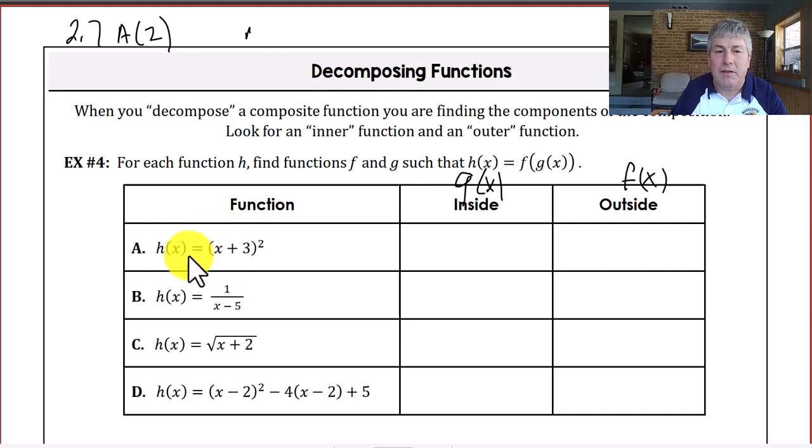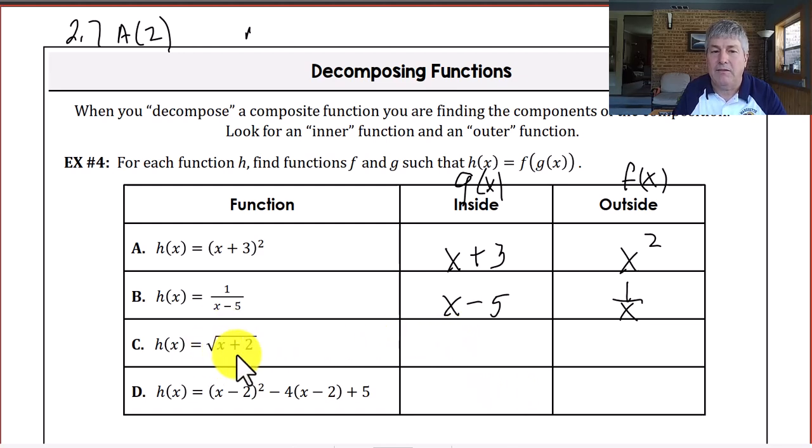So I look at something like h of x and I see x plus 3 is inside what would be x squared. So my inner function g of x would be x plus 3, and my outside function is x squared. So if I put x plus 3 into x squared, I would indeed get x plus 3 quantity squared. So in example B, I see my inner function, like x minus 5, has been put inside 1 over x. So x minus 5 is my inside function, and 1 over x is my outside function.